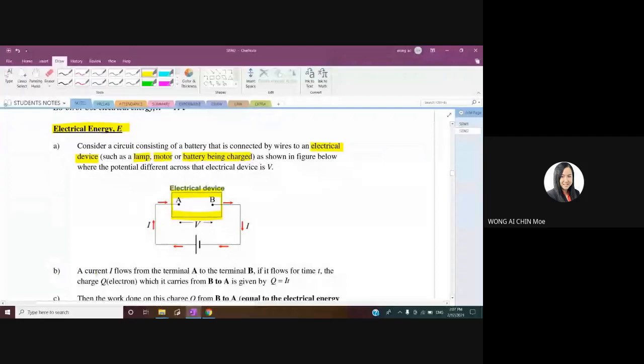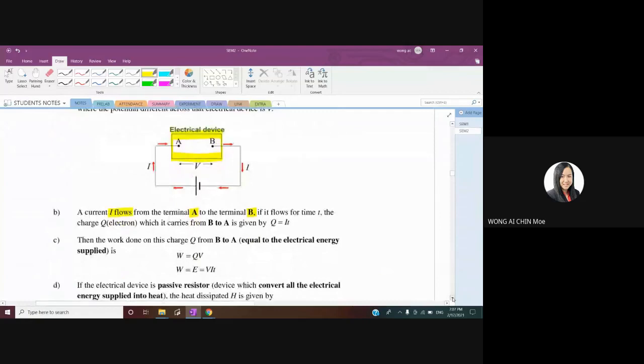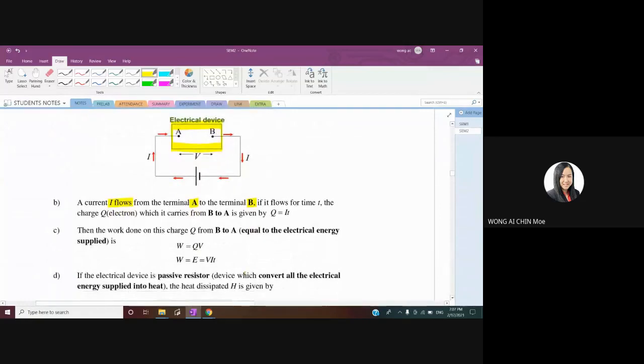If there is a current I flowing through from terminal A to terminal B for the time T, the charge that flows, which is carried from B to A, is given by... Let's say there is a current flowing from A to B, meaning that the electrons will come out from the negative terminal, and then flow from the negative terminal, terminal B, to terminal A.